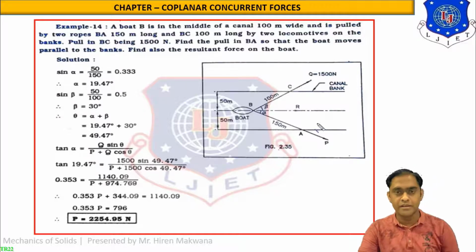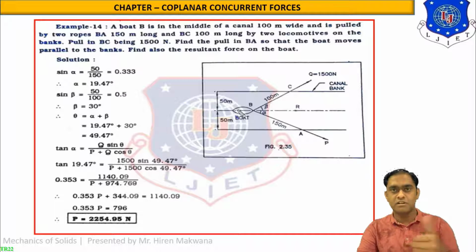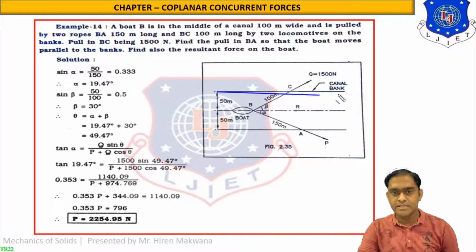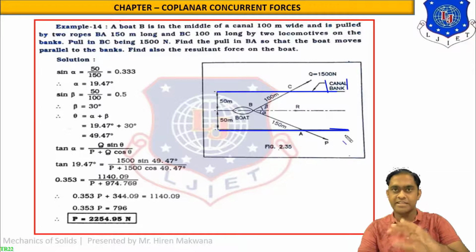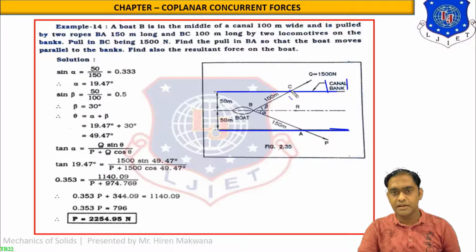Example number 14. First of all, I will just roughly explain this figure. This is the river or canal, you can say, having two opposite banks. This is the canal bank 1, and this is bank number 2. Now from both the banks, from different points C and A, two ropes, CB and AB, are connected to this boat. This is the boat which is trapped in the middle of the canal, at B.